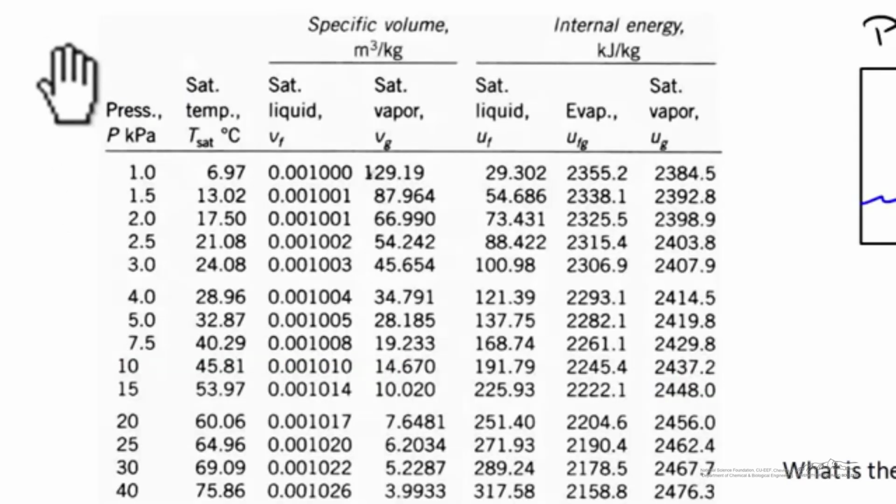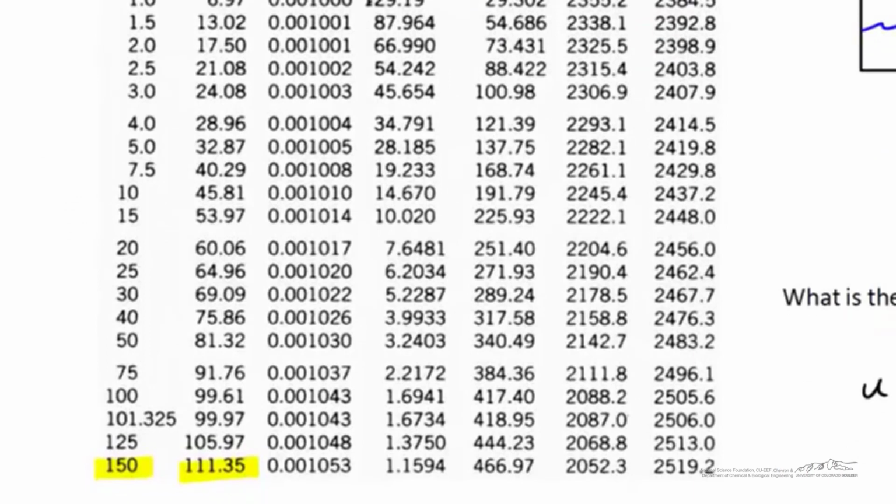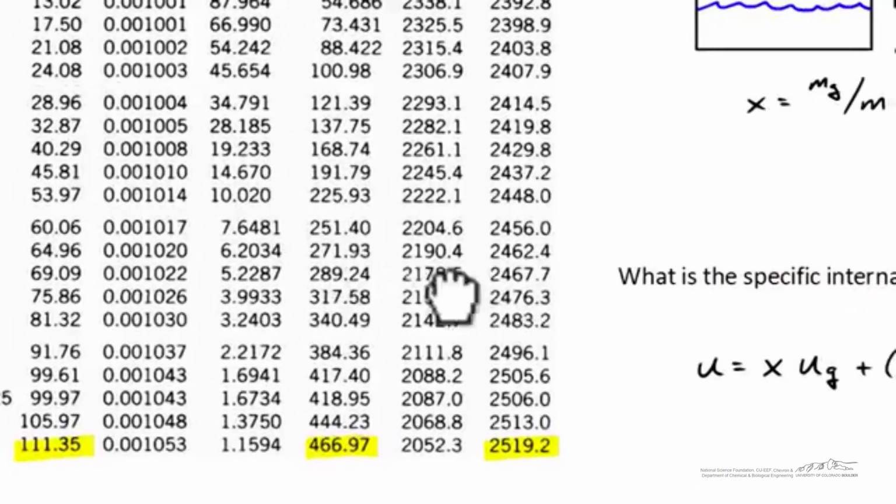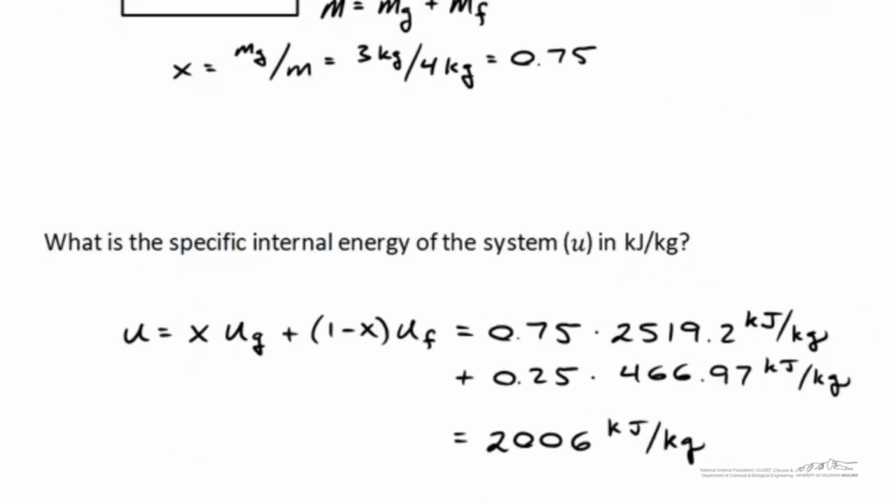So if we look at the saturated water table, we've got the internal energy of the fluid and the vapor. We look down, temperature of 150 degrees C. Here's the internal energy, the specific internal energy of the fluid and of the vapor. And if I plug in numbers, what I come up with is a specific internal energy of the whole system of just over 2,000 kilojoules per kilogram.